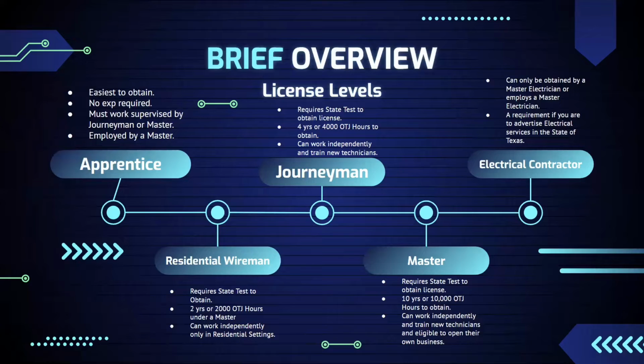So that's where it comes into play with the verification of hours under a master electrician. Once you get to residential wireman after those 2 years, you can start working independently, but only in residential settings. Next one, which is pretty much the bread and butter for most electricians out there, the journeyman.